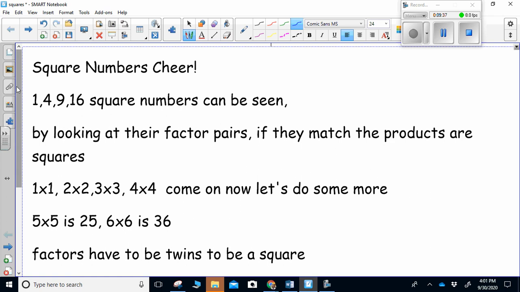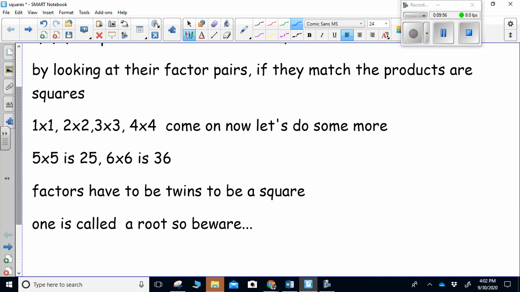1, 4, 9, 16. Square numbers can be seen by looking at their factor pairs if they match their products or squares. 1 times 1, 2 times 2, 3 times 3, 4 times 4. Come on now, let's do some more. 5 times 5 is 25, 6 times 6 is 36. Factors have to be twins to be square. One is called a root, so beware.